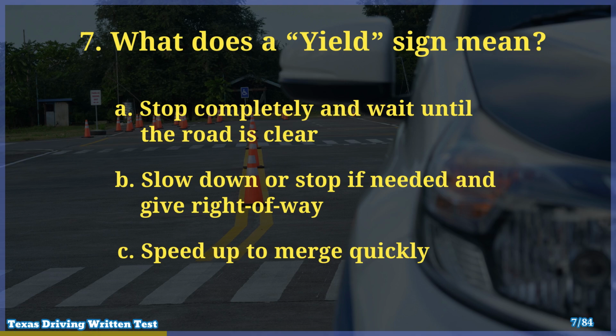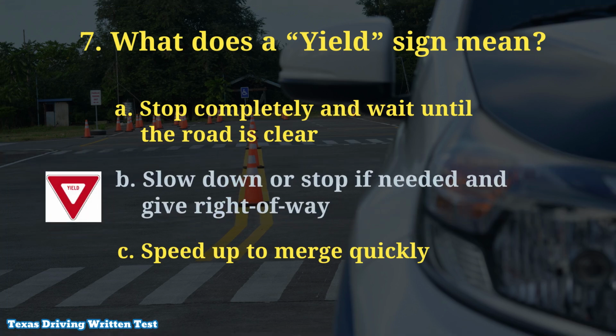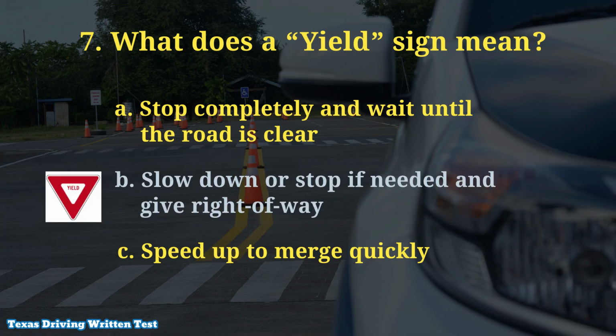Question number 7. What does a yield sign mean? A. Stop completely and wait until the road is clear. B. Slow down or stop if needed and give right of way. C. Speed up to merge quickly. Answer is B. Slow down or stop if needed and give right of way.